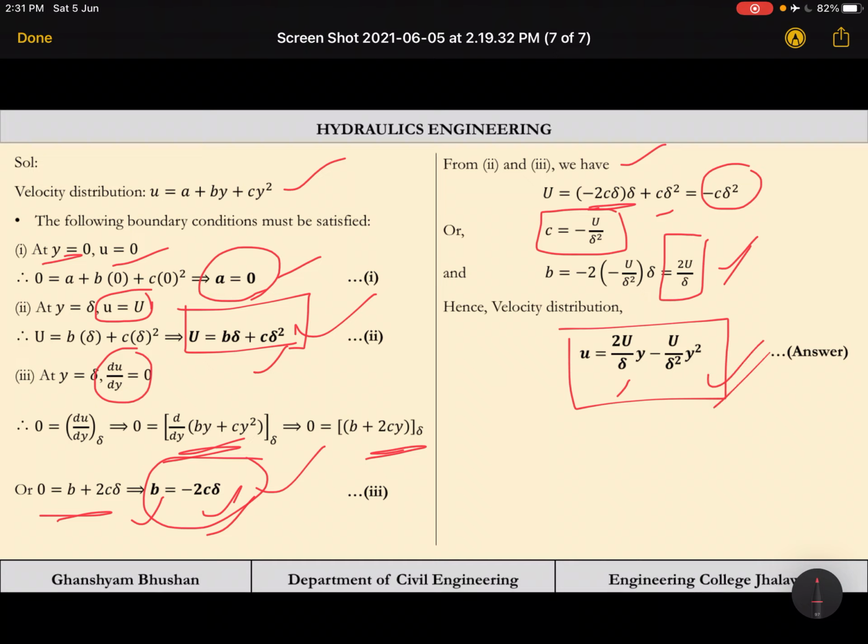In this manner you can solve all the problems. I have discussed all the problems related to this chapter. So this chapter has been completed, and in the next lecture we are going to start our new chapter. So this is all for today. Thank you.